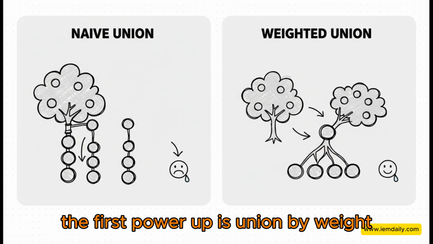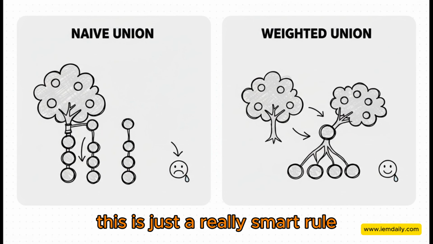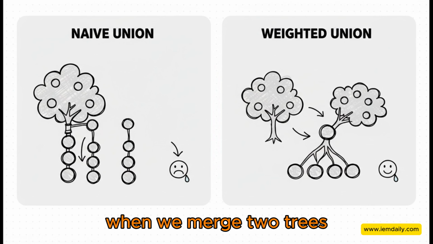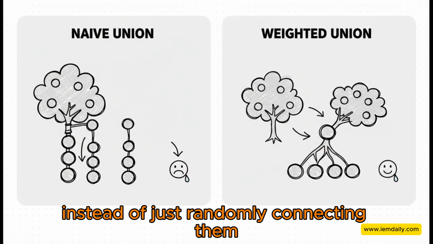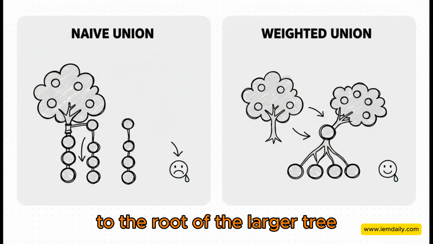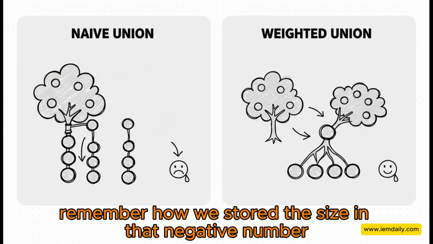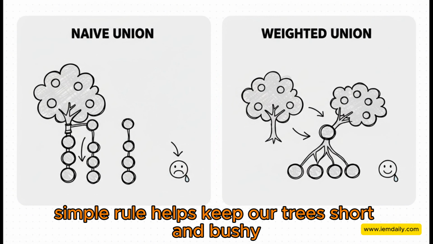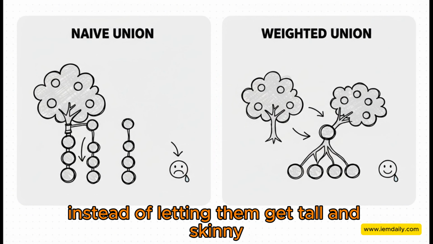The first power-up is union by weight. This is just a really smart rule we add to our union operation. When we merge two trees, instead of just randomly connecting them, we always attach the root of the smaller tree to the root of the larger tree. Remember how we stored the size in that negative number? This is exactly why. This one simple rule helps keep our trees short and bushy, instead of letting them get tall and skinny.